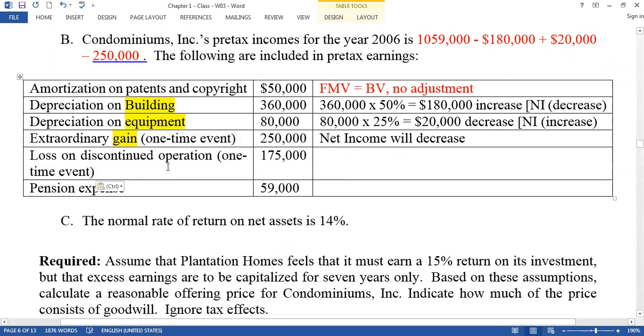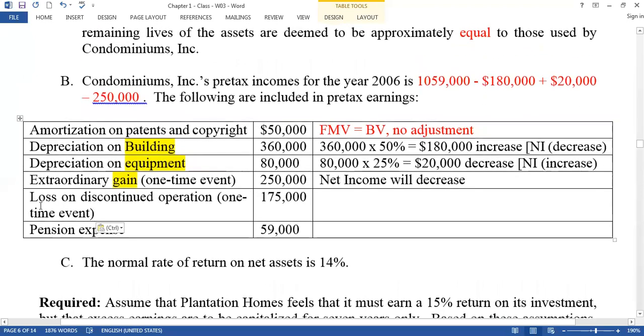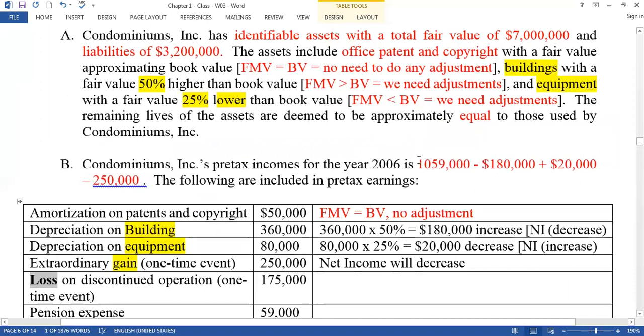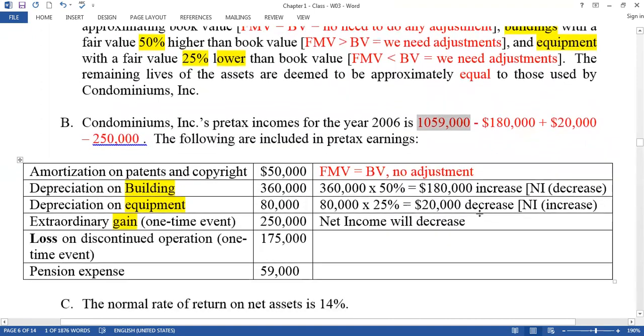Loss on discontinued operation. This loss is already included here, as a plus sign or minus sign. The loss on discontinued operation is the one-time event, and it is already included, $1,059,000, as a plus or minus. As a plus or minus, you don't know? Why plus? Loss is the minus.